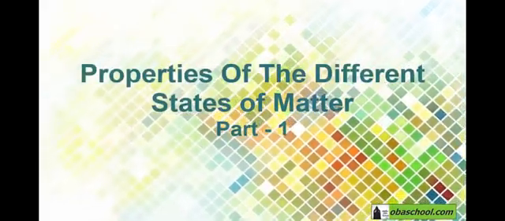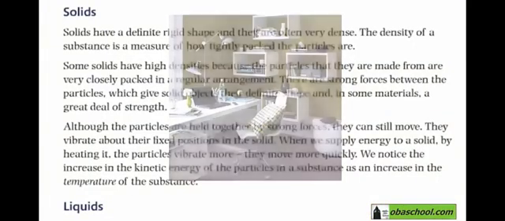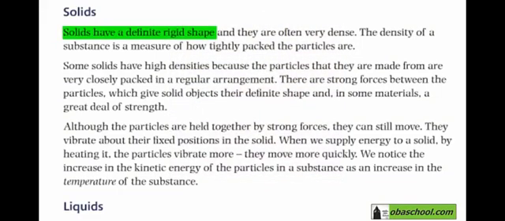Properties of the different states of matter, part 1. We're gonna start with the solids. Solids are all the things that cannot change shape. They have a definite rigid shape and they are often very dense.